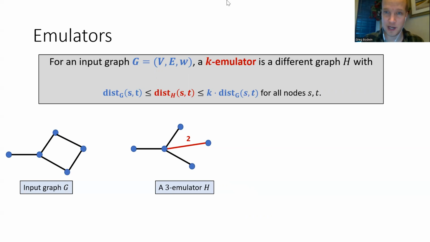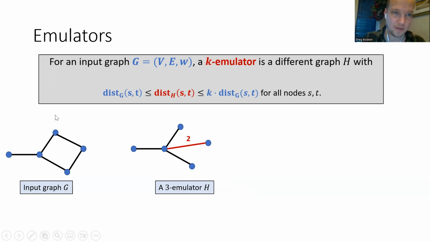So specifically, an emulator of an input graph G is an undirected graph, but it can have edge weights if you like. It is some different graph H, with the property that the distances in the emulator are a multiplicative k approximation to the distances in the original graph.